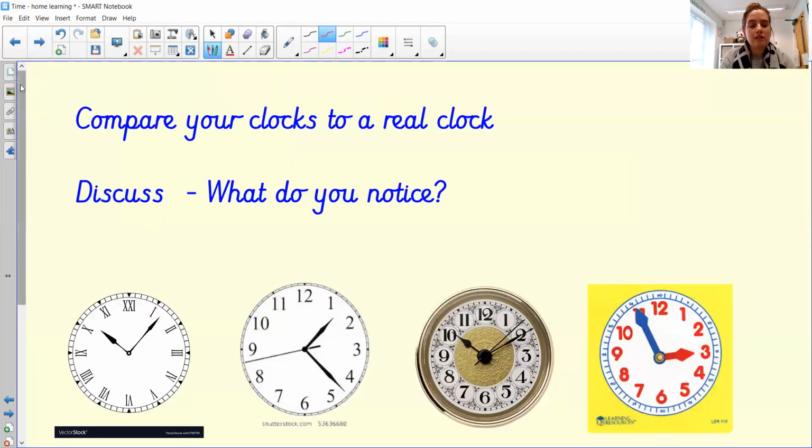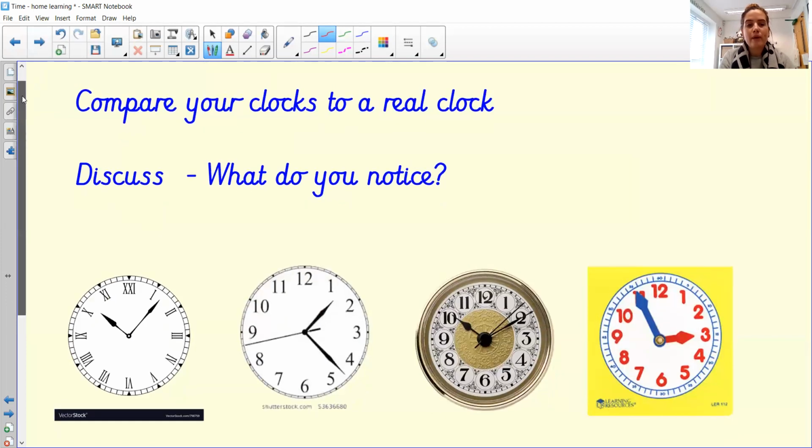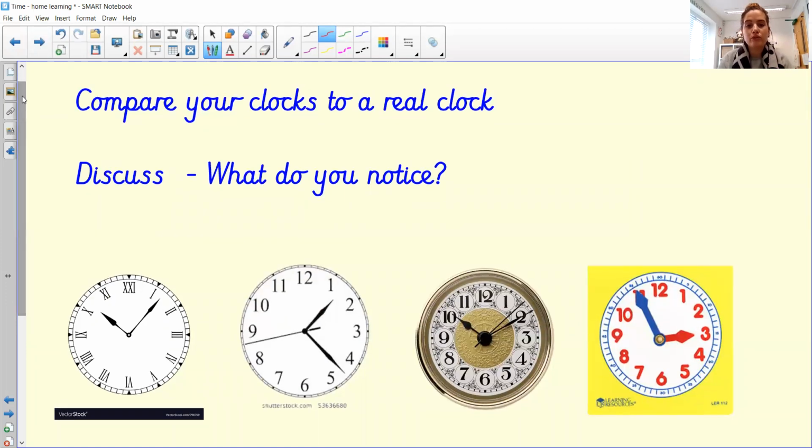Okay, so I've got some clocks here. Compare the clock you've drawn to a real clock. You might have a real clock that you can look at home. If not, I've got some on the screen for you here. And look at the clocks.